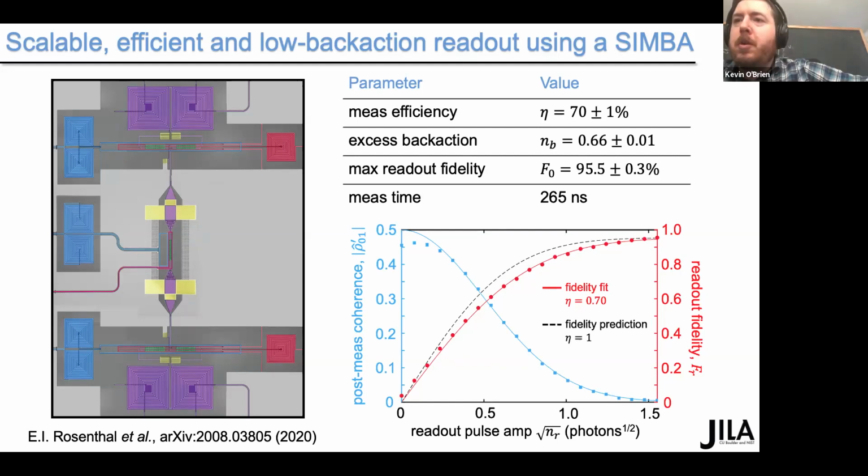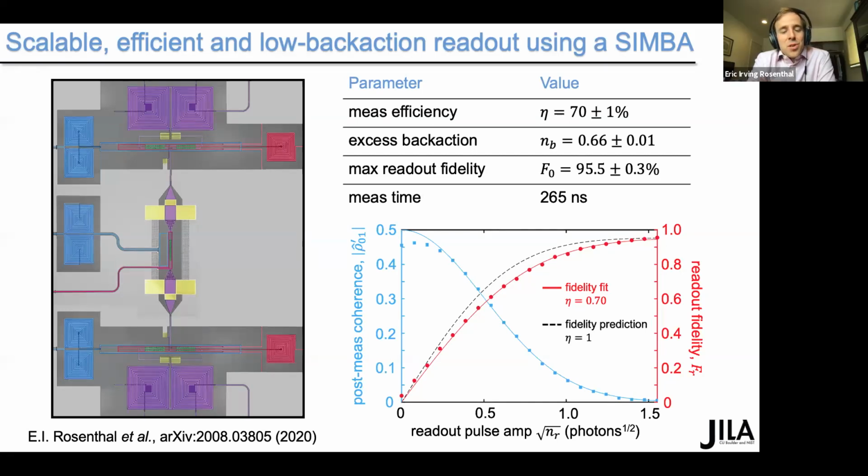Hi, I have a quick question. This is Kevin O'Brien again. I'm curious, why did you guys use a 3D transmon for the qubit rather than something integrated on chip? That's a good question.